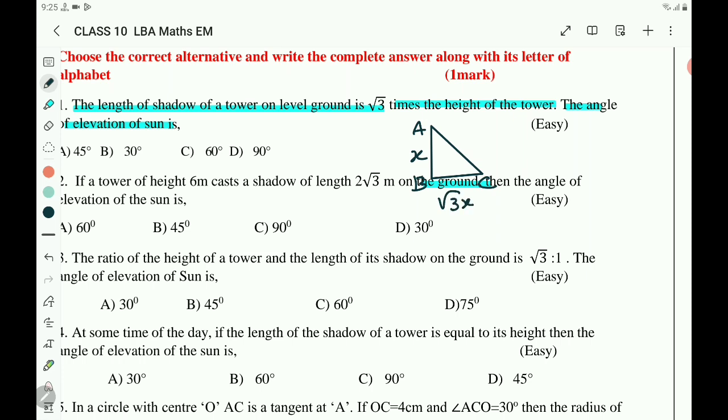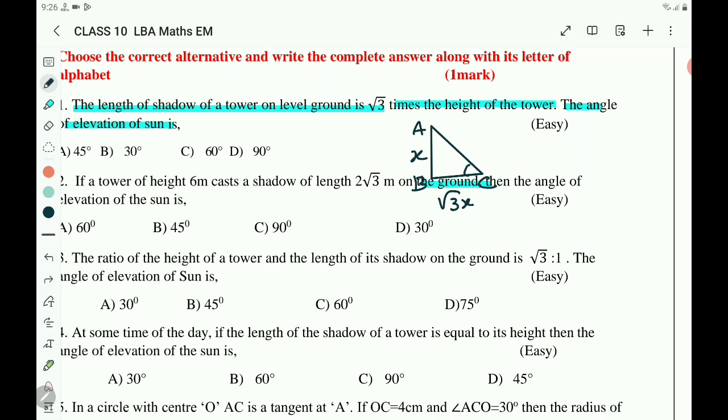What we have to find out? We have to find the angle of elevation. Here C is a point from which the top of the tower is viewed. So the angle is the angle of elevation. The angle between the horizontal line and the line of sight is the angle of elevation. Means we have to find angle C.